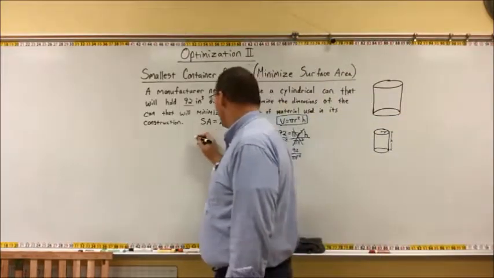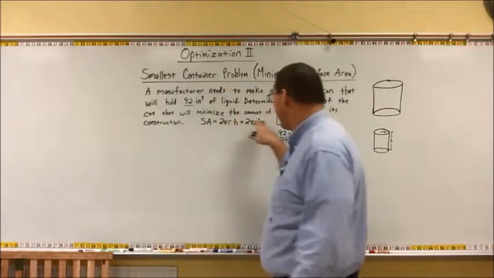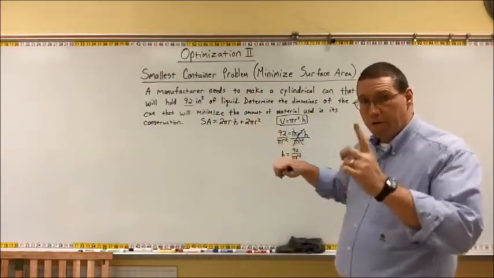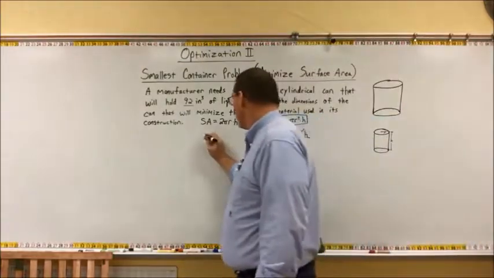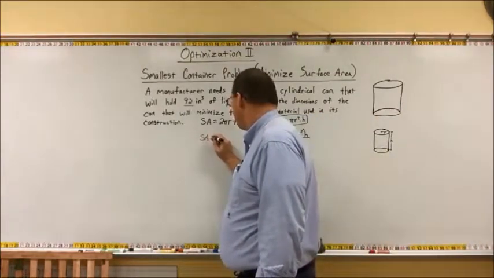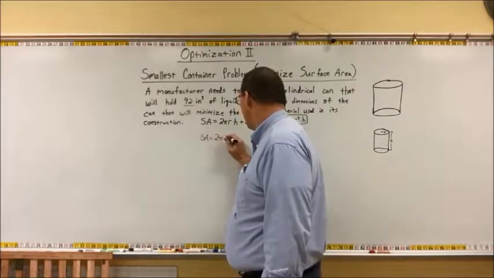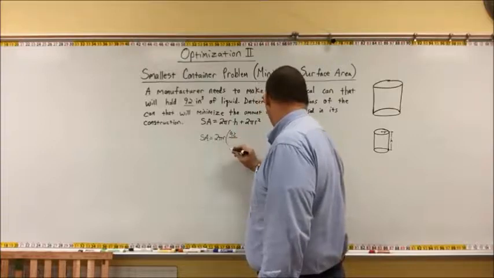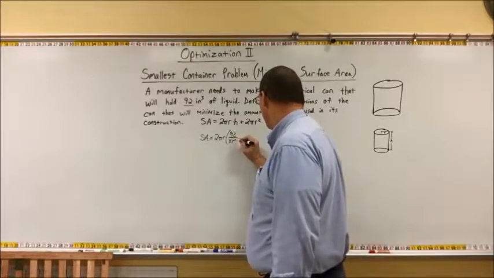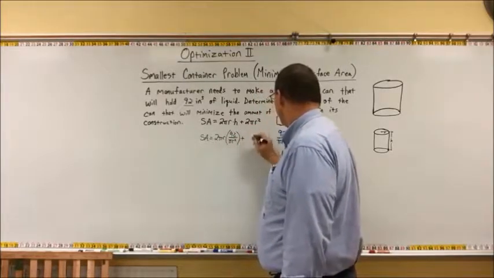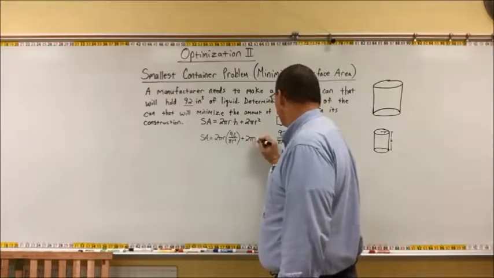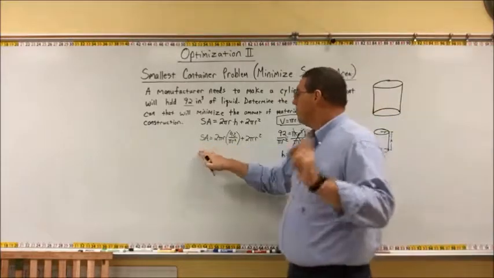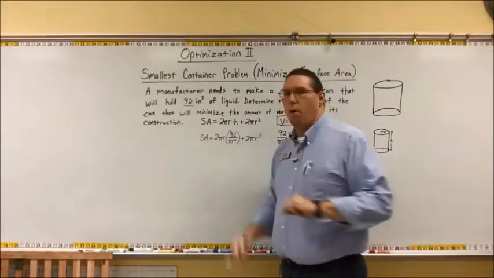So now, step one is to identify a formula, right? Step two is to bring the formula down to a single input variable. So now it's going to be surface area is equal to 2 pi r times 92 over pi r squared plus 2 pi r squared. So this is now our formula for surface area in terms of radius only.